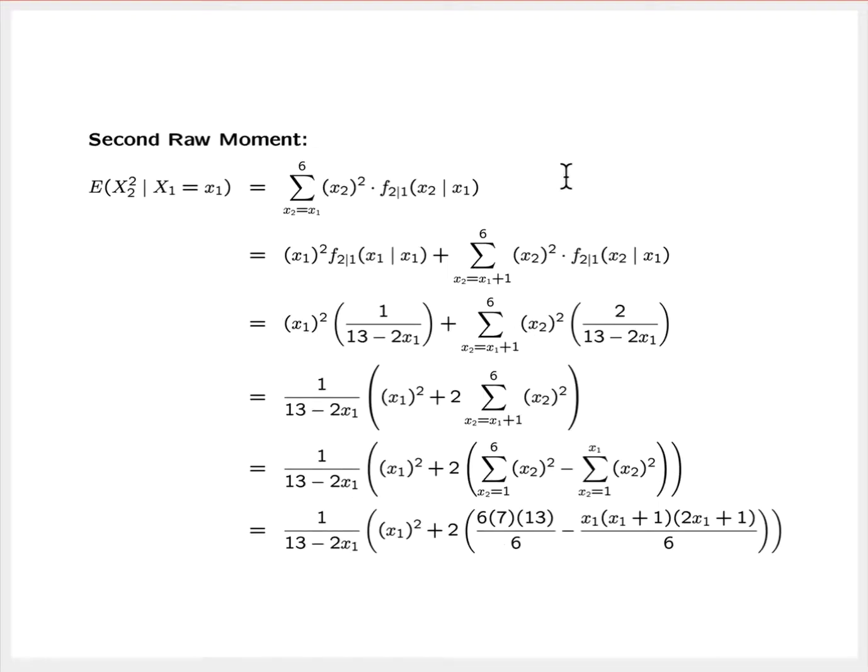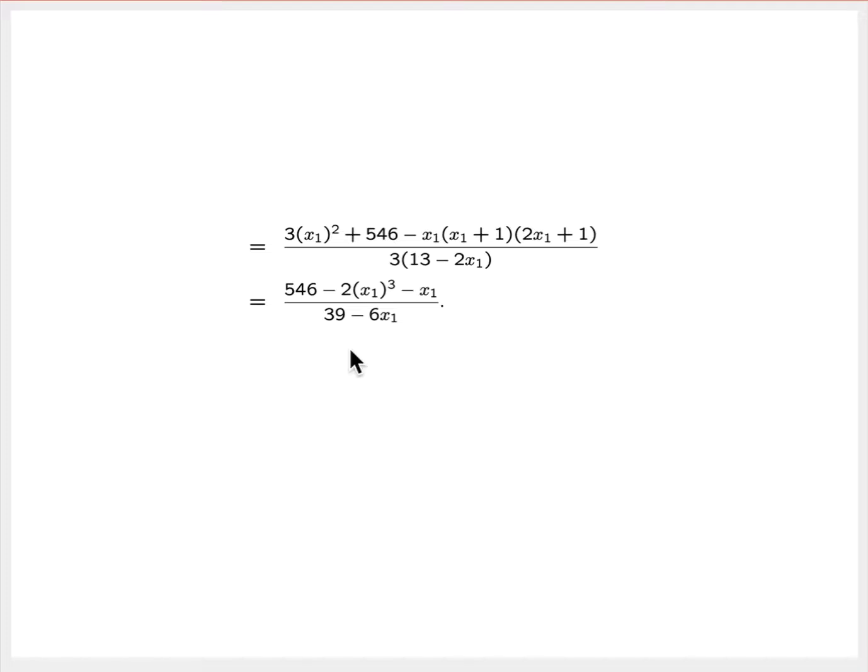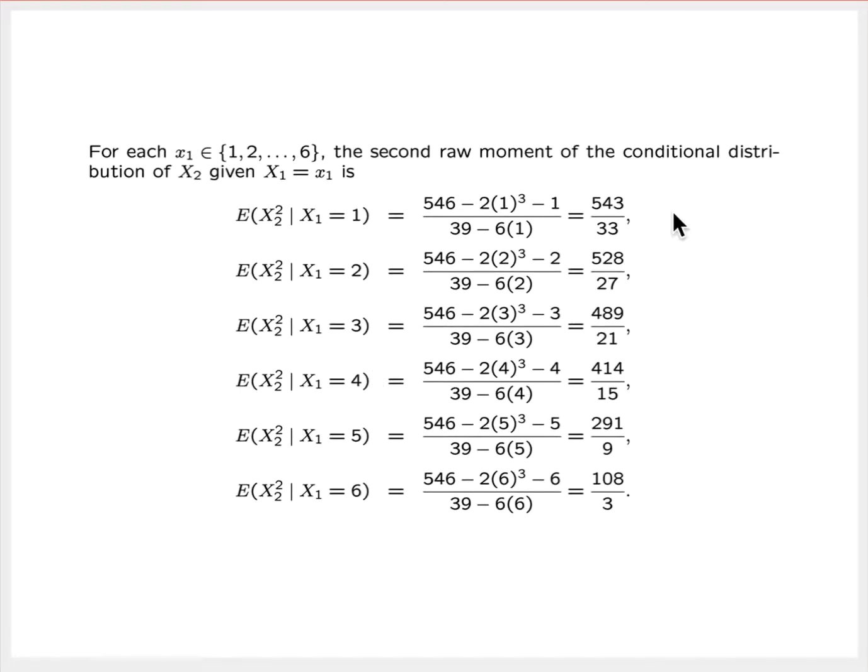We obtain the second raw moment for the conditional distribution of x2 given x1 in a similar way. And when we do that, we get the formula 546 minus 2 times the cube of x1 minus x1 over 39 minus 6x1. And so we get these values for the second raw moment of the conditional distribution of x2 given x1. In other words, the conditional expectation of x2 squared given x1. And so we have these values.